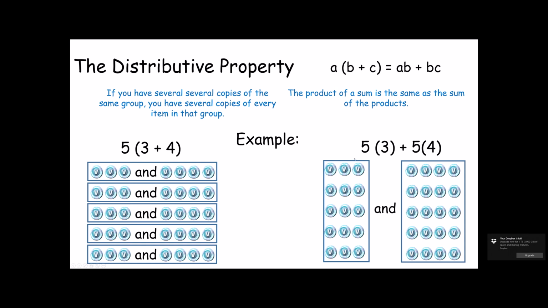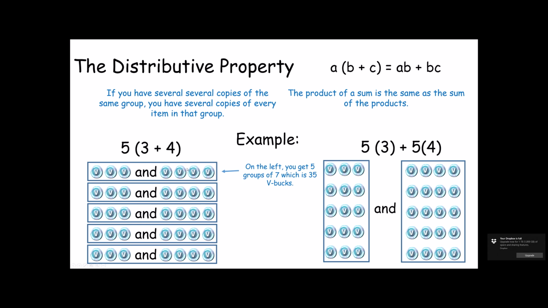If you look over here on the right, you can actually see across that top row a 3 and a 4, a second 3 and a 4, a third 3 and a 4, a fourth 3 and a 4, and a fifth 3 and a 4. This is the exact same number of items. The only difference is over here on the left, you get 5 groups of 7, which is 35 V-bucks.